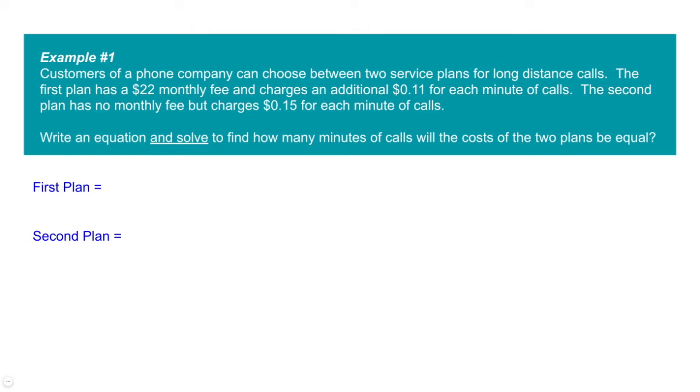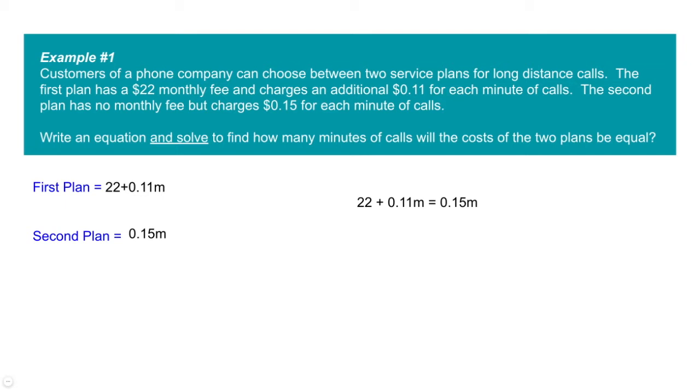be equal. So for our first plan, we're paying $22 up front plus 11 cents per minute. So m is the number of minutes. And for the second plan, we don't have any upfront costs, so we're just paying 15 cents per minute. So to figure out when the two plans are going to be equal, I'm just going to set those two expressions equal to each other. Then I'm going to solve.